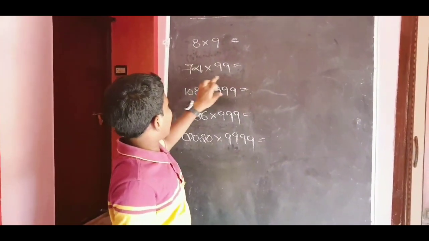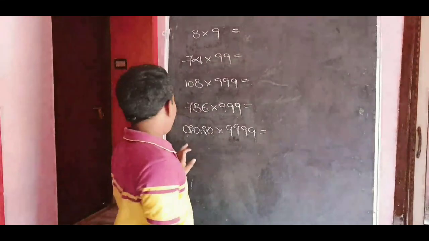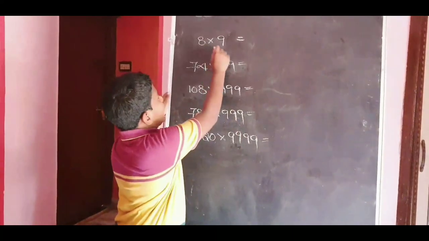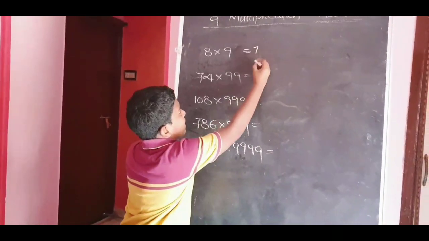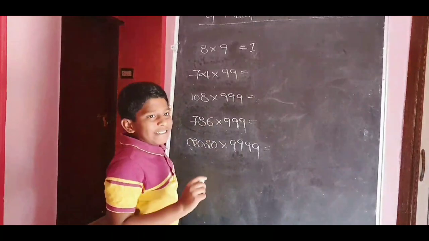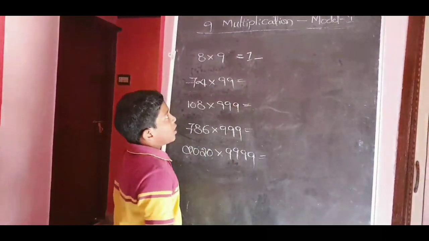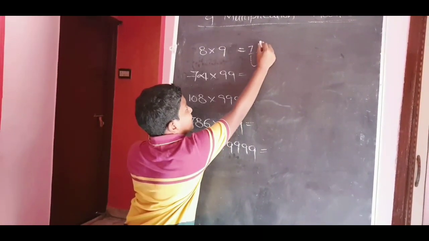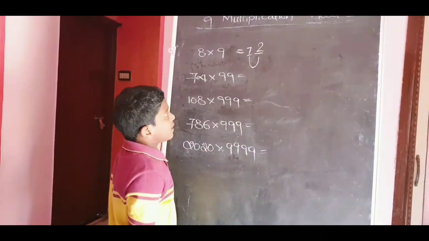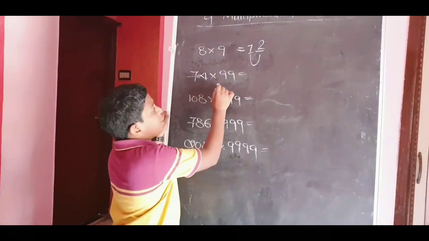Next, 9 multiplication, model 1. 1 9, 1 digit. 2 9, 2 digits. 3 9, 3 digits. 4 9, 4 digits. 8 into 9. Do 1 less: 7. We have 1 digit. To get the answer, we should take 1 more digit. For 7, add 2 to get the 9. The answer is 72.